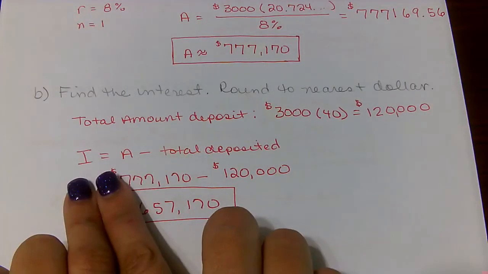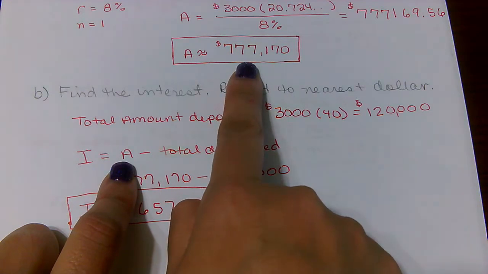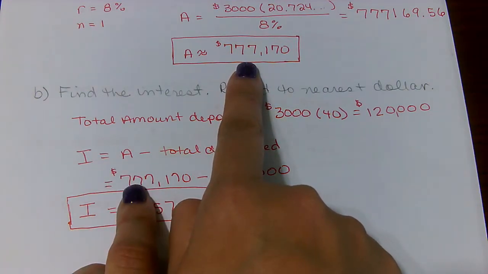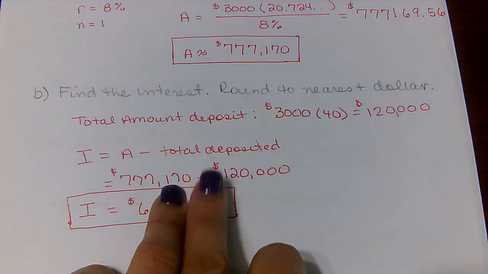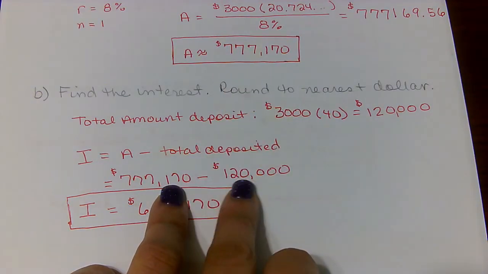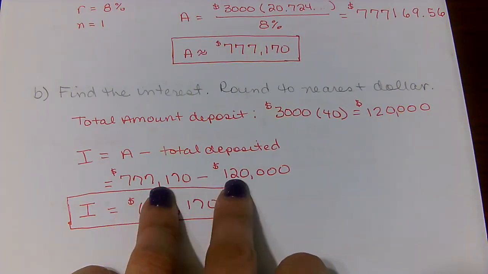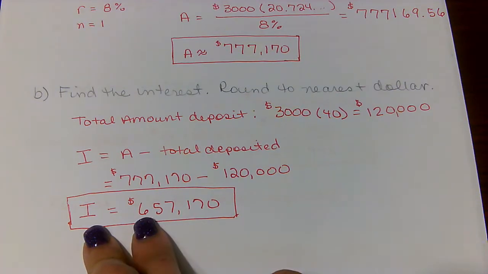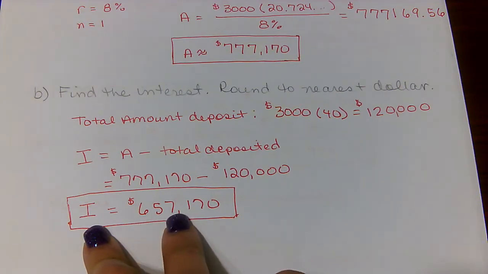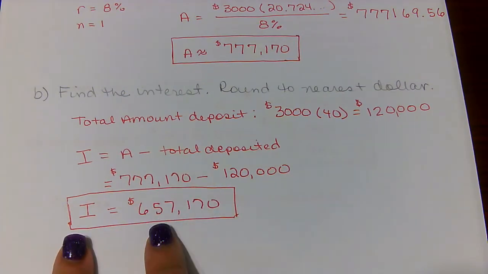The amount of interest he made is the value of the annuity, $777,170, minus the amount that he put in, which was $120,000. By subtracting these two, you find the interest made was $657,170. I think that was a pretty good investment.